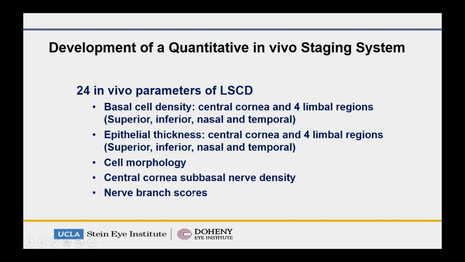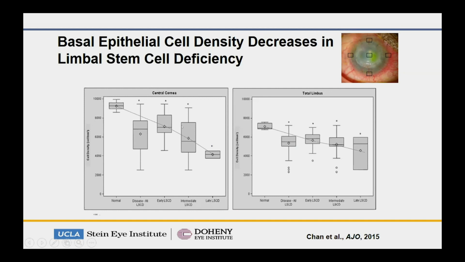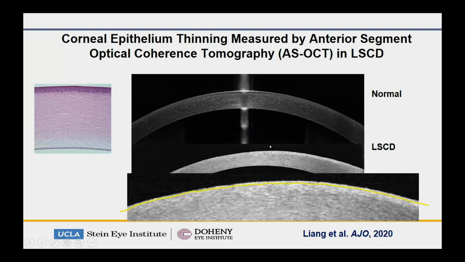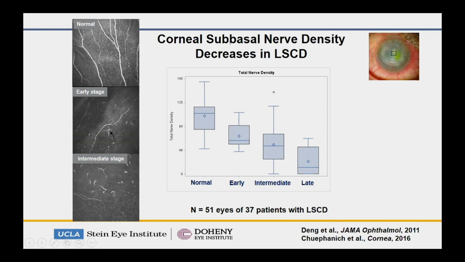The basal cell density decreases in the eyes with limbal stem cell deficiency in both the central cornea and the limbus. The degrees of decrease correlate with the degree of the severity of the disease. Epithelial thinning also was detected in eyes with the stem cell deficiency. In normal eyes, the epithelium is visualized by another in vivo imaging modality, anterior segment OCT, optical coherence tomography. In eyes with stem cell deficiency, the layer of this epithelium becomes thinner and often absent in advanced stage of limbal stem cell deficiency. And the decline of subbasal nerve density was also observed. Again, the degree of decline has positive correlation with the degree of the deficiency.